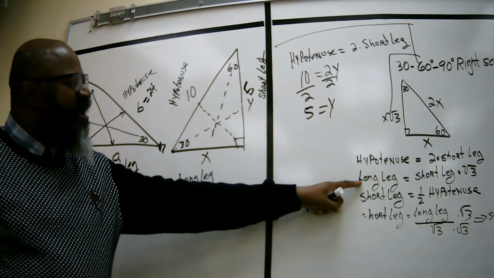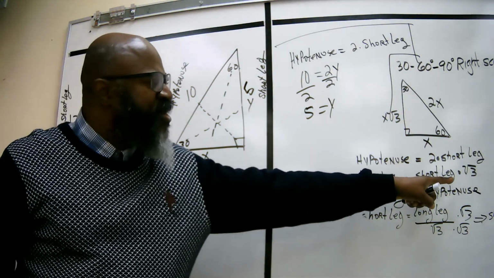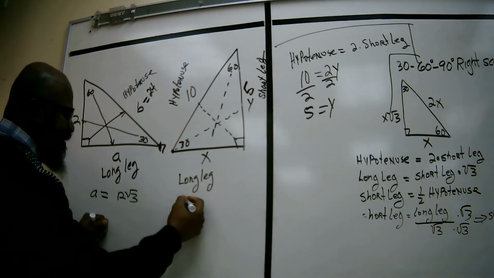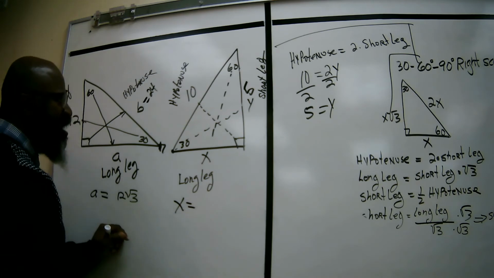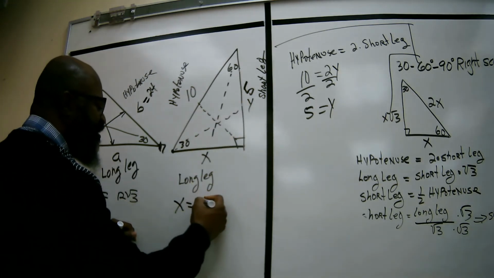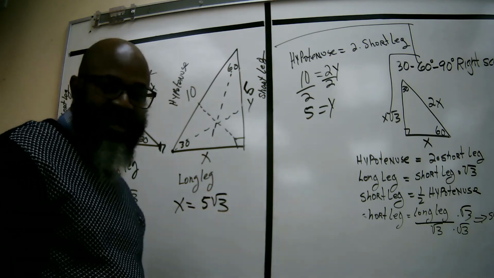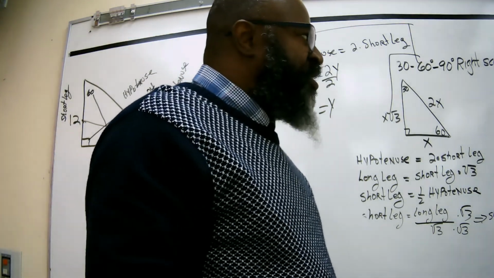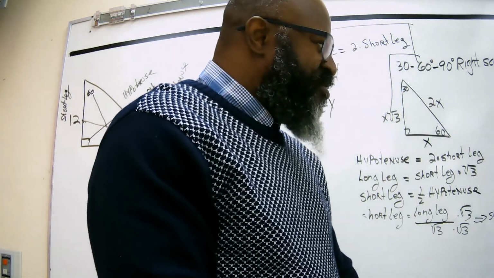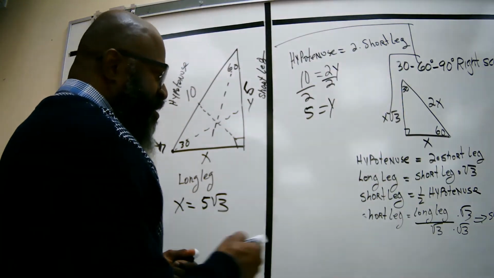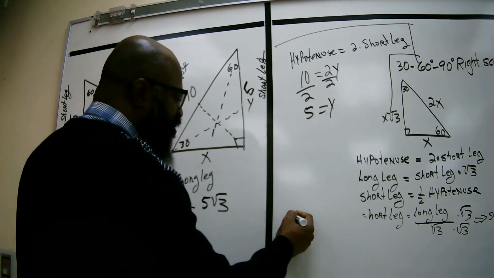And we also say that long leg equals short leg times square root of 3. This is my long leg. X is equal to the short leg, which is 5, times square root of 3, and this is my long leg. So those are the lessons that you need to go over, do some practice, then you will be able to be in business. So we have this other problem here.